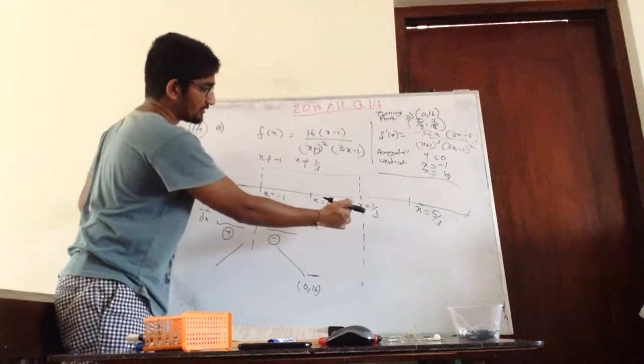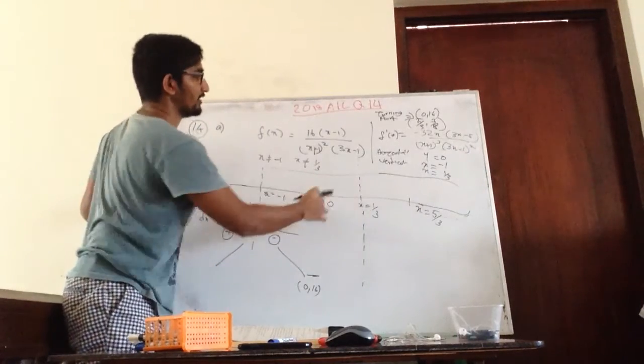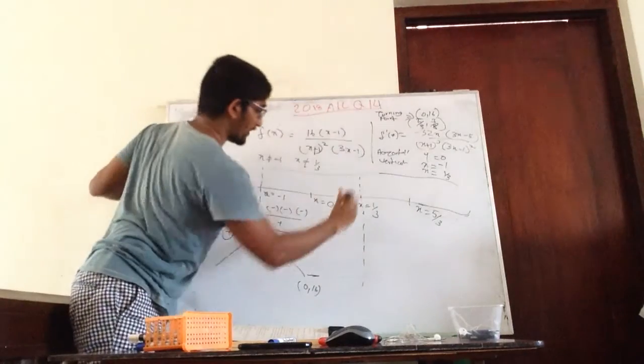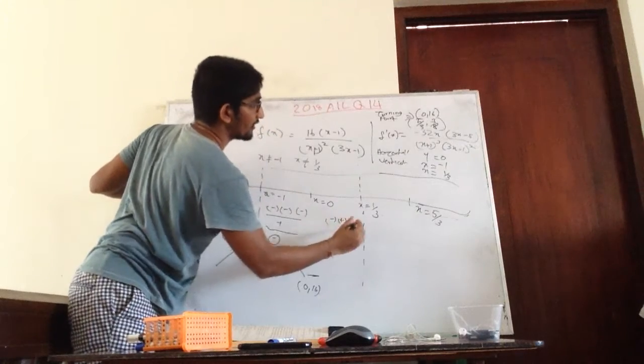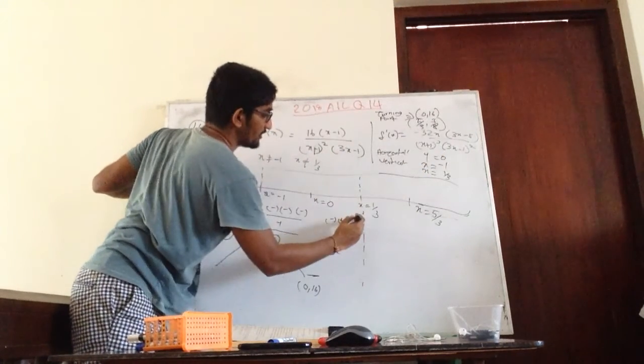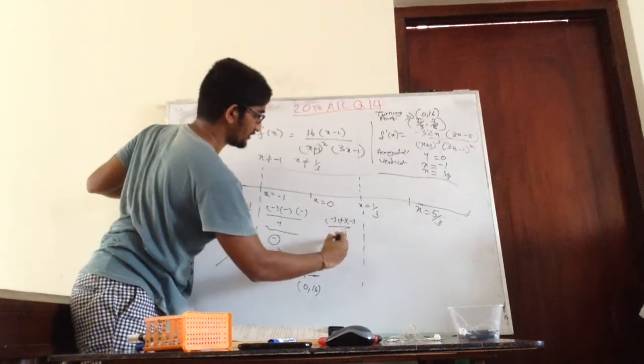Then after 0, let's put something like 0.25 here, which is between this. The minus will be there. X will be positive. This part will be negative. This part will be positive. So this whole thing will be positive.